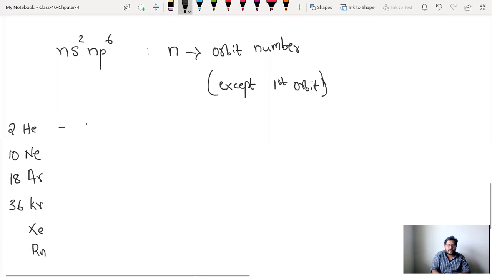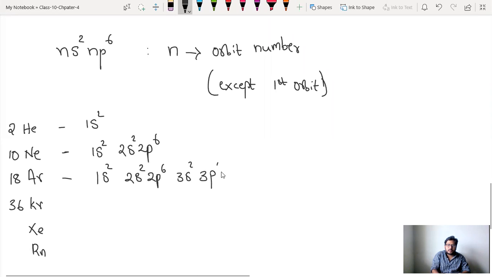Helium, if you write electronic configuration, it is 1s2. Neon, if you write electronic configuration, it is 1s2, 2s2, 2p6. If you count 6 plus 2, 8, 8 plus 2, 10. 10 we got. For argon, if you write electronic configuration, it is 1s2, 2s2, 2p6, 3s2, 3p6. If you count first 2 plus 2, 4, 4 plus 6, 10, 10 plus 2, 12, 12 plus 6, 18. 18 is the atomic number.